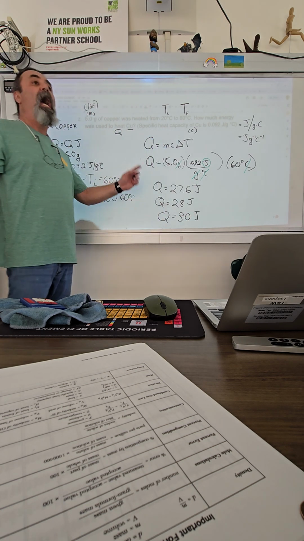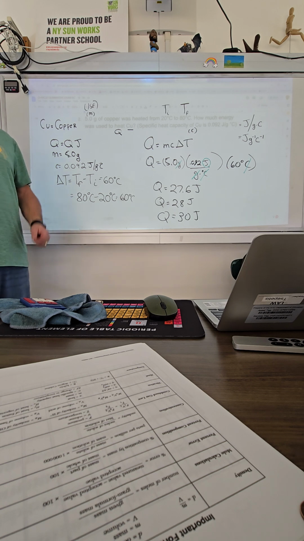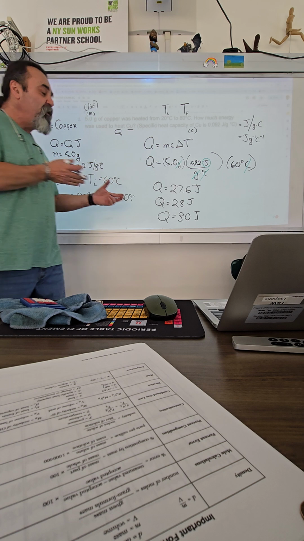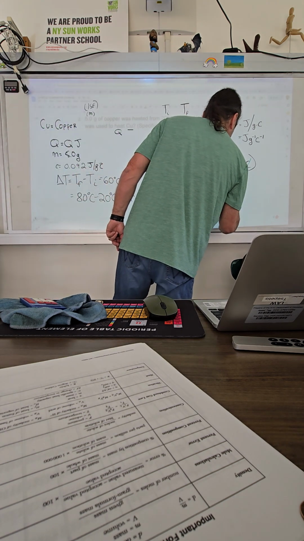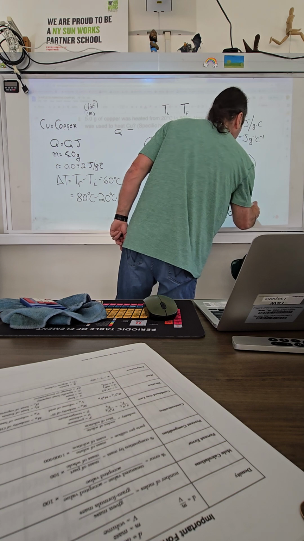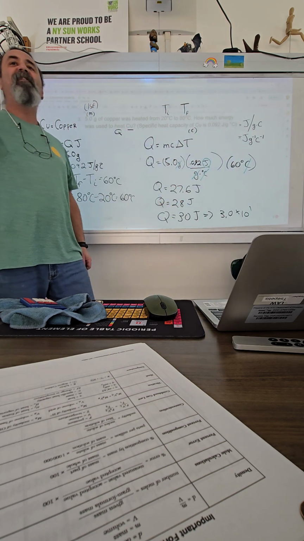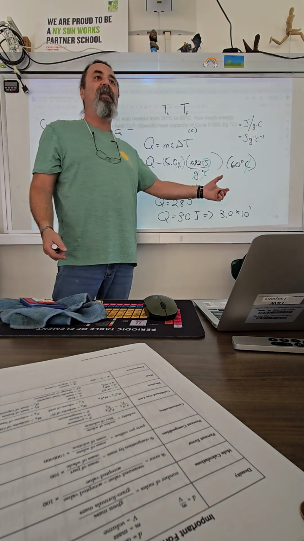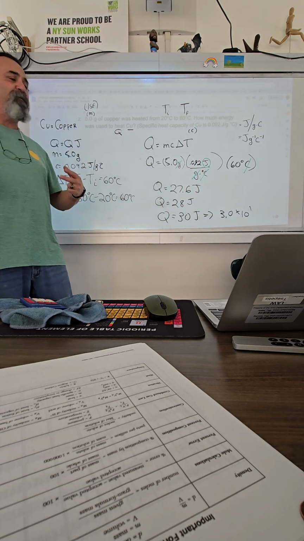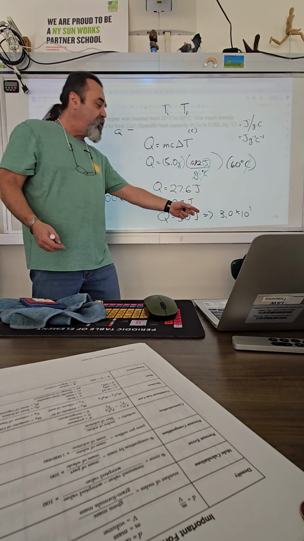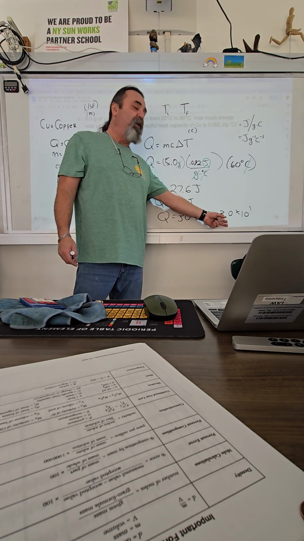30 joules. How many significant figures is in 30 joules? Only one. How was that only one? Because if we flip this to scientific notation, 30 is the same thing as 3.0 times 10 to the 1. 10 to the 1 is 10. 3 times 10 is 30. If you're ever confused that there's a bunch of zeros and stuff, how many significant figures? Flip it to scientific notation.